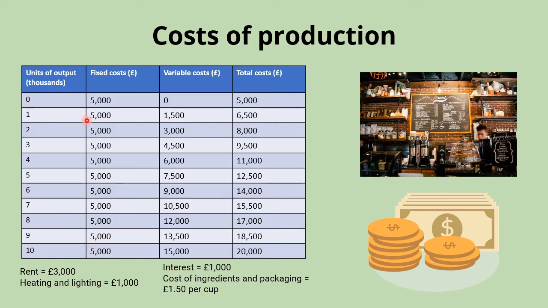The variable costs is just this cost of ingredients and packaging, so you've got £1.50 per cup, but with that we've got to multiply the £1.50 per cup by the number of units that we're making and selling. So when we're not selling any cups of coffee, our variable costs are going to be zero. But each time going down the rows here, 1,000 cups of coffee times the £1.50 gives us variable costs of £1,500, right the way down to 10,000 cups of coffee. Our variable costs are going to be £15,000. And then you can see the last row, last column really simply is just your fixed costs plus your variable costs to give you your total cost going down here.